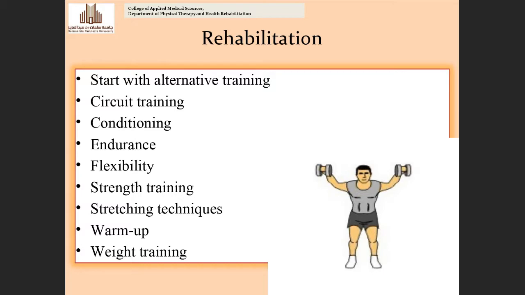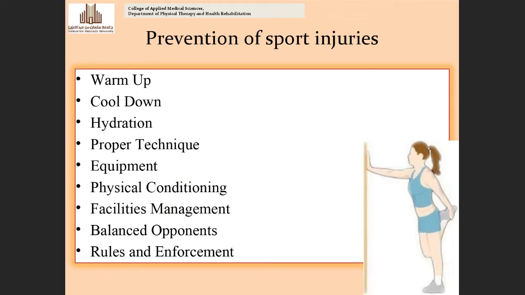In some games or events, they need good muscle strength. In such cases, you have to go for strength training exercises. In the same way, if flexibility is needed, you go for stretching techniques. We have to train the proper warm-up techniques and weight training techniques, right? These are the common treatments, but don't say these are the treatments for all types of injuries. You have to assess the person very clearly, and according to the requirement of the player, the type of injury, and the location of injury, you have to select the proper treatment modalities.